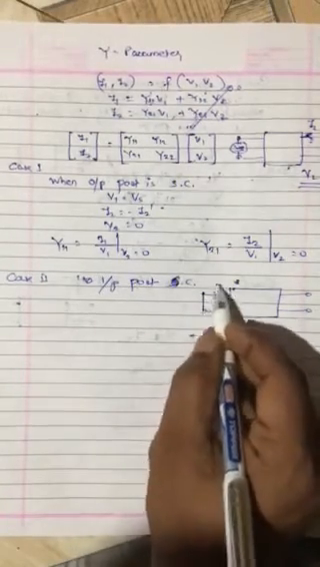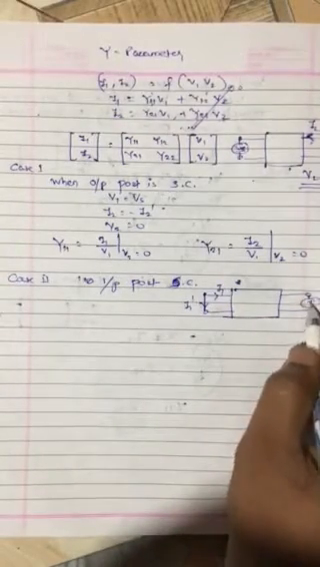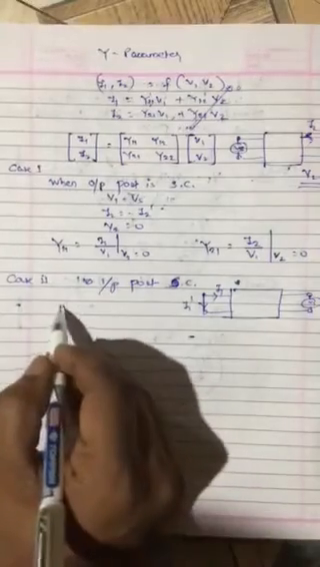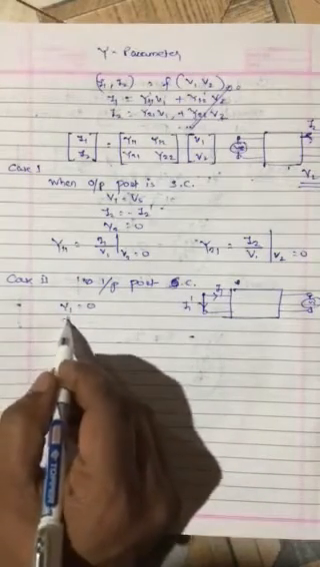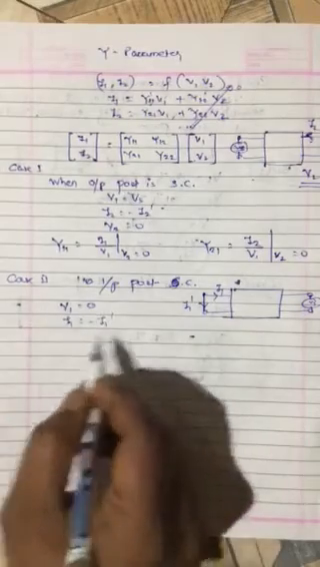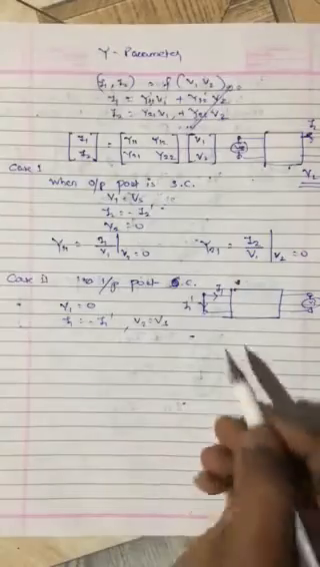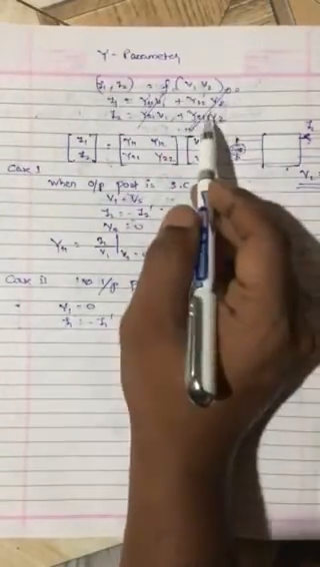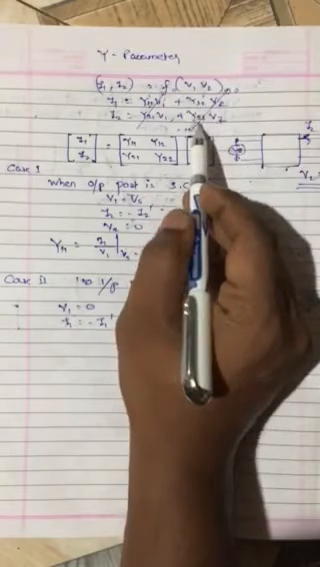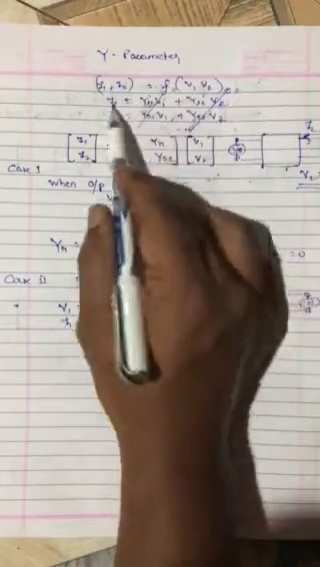This is I1, this is I1 dash, and here there will be the source voltage Vs. So V1 becomes 0, I1 becomes minus I1 dash, and V2 becomes Vs. As V1 is 0, this term becomes 0. So now I can find out Y12 and Y22. When this term becomes 0, Y12 is I1 by V2.